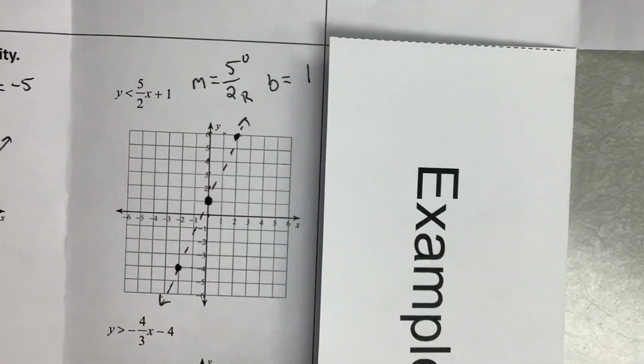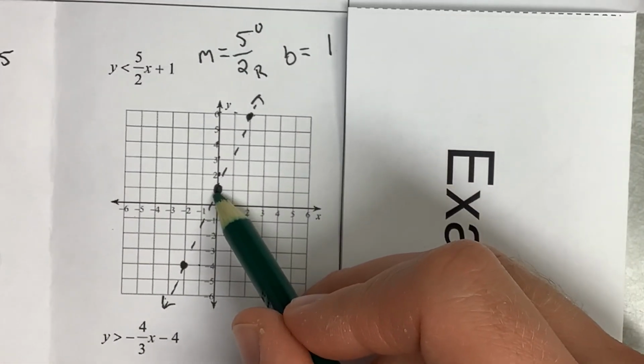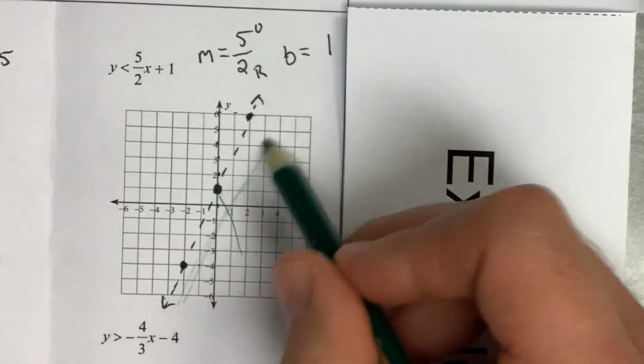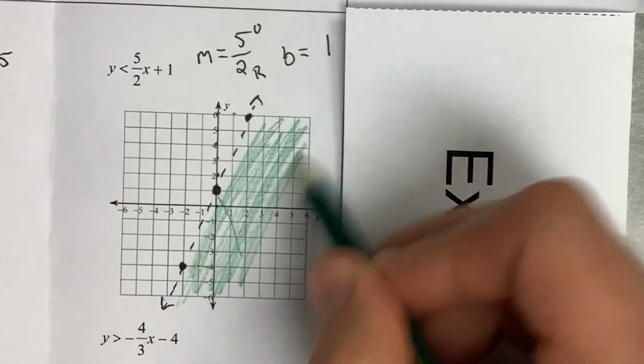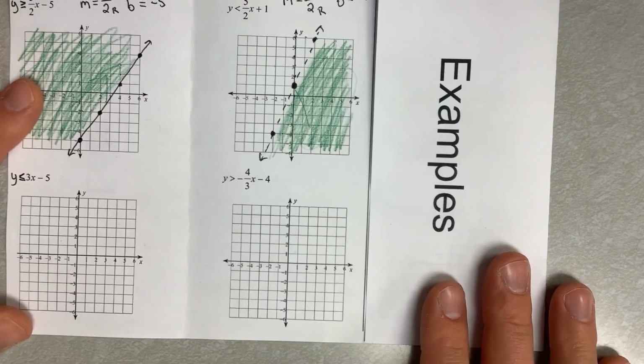So again, I'm going to put my pen or pencil on this line here. If I want to go down, I end up on this side. This is the side I will shade. So I want you guys to try these two on your own.